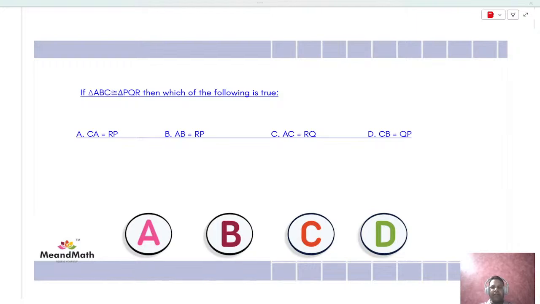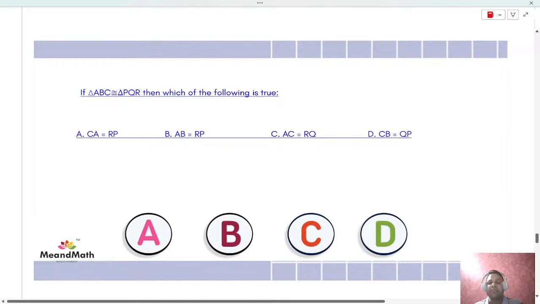Because in congruent triangles, the naming of the triangles is very important, because the word CPCT is based on the naming. Corresponding parts of congruent triangles are equal. If we change the names, the corresponding parts will change, everything will change, the criteria will change, and so many things will change. So we will never change the names. So always focus on corresponding parts.